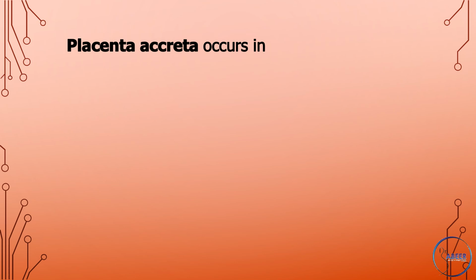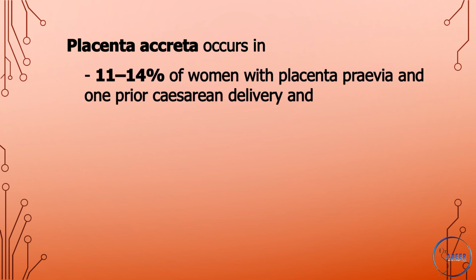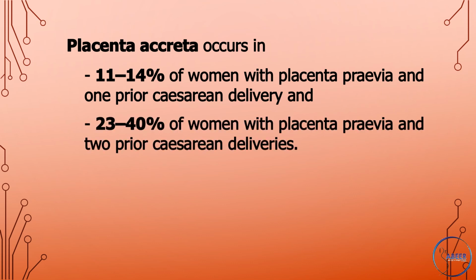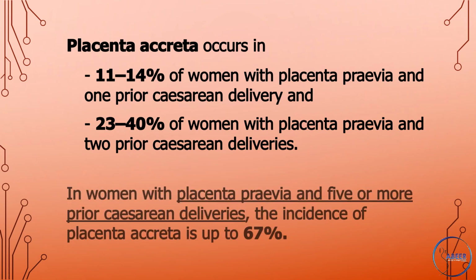Placenta accreta occurs in 11 to 14% of women with placenta previa and 1 prior cesarean delivery, and in 23 to 40% of women with placenta previa and 2 prior cesarean deliveries. In women with placenta previa and 5 or more prior cesarean deliveries, the incidence of placenta accreta is up to 67%.